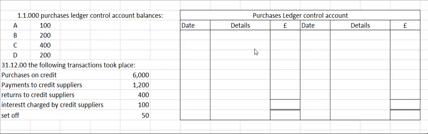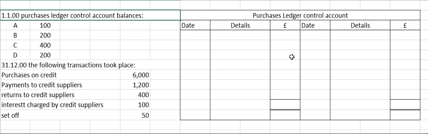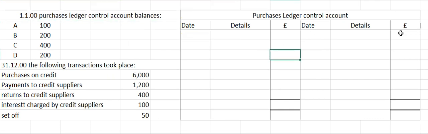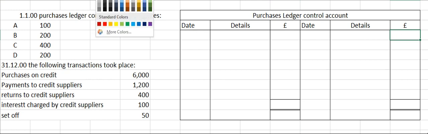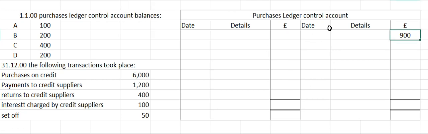The purpose of preparing a purchaser's ledger control account is to find the closing balance of the trade payables. First of all, you enter the opening balance of the trade payables as at 1/1/2000. The opening balance of trade payables usually has a credit balance. Therefore, we find the total of 100, 200, 400 and 200 for A, B, C, D, which gives the value of 900.